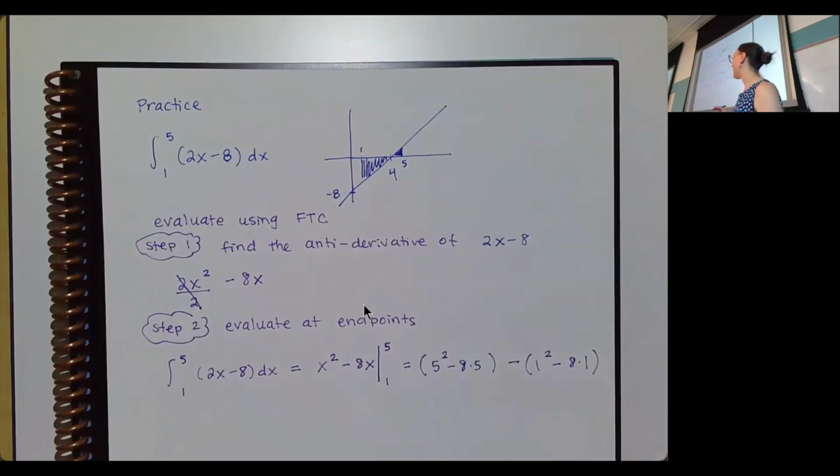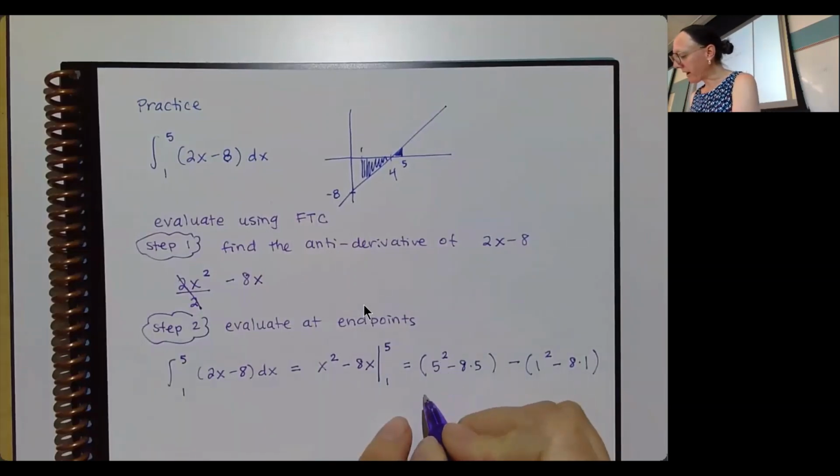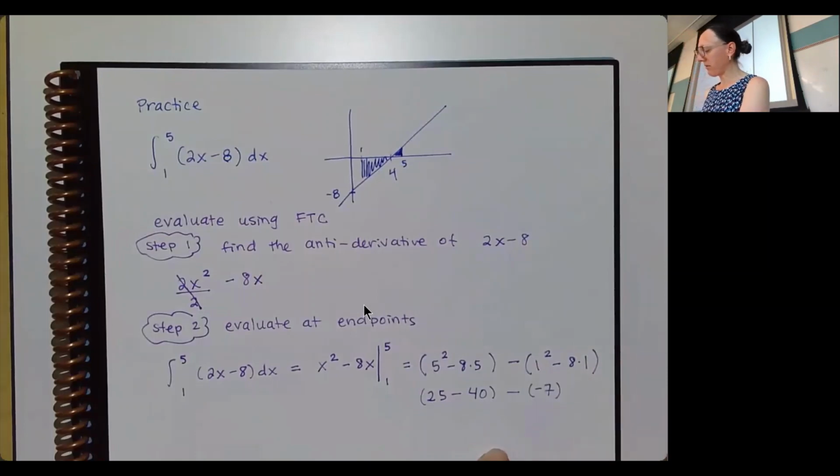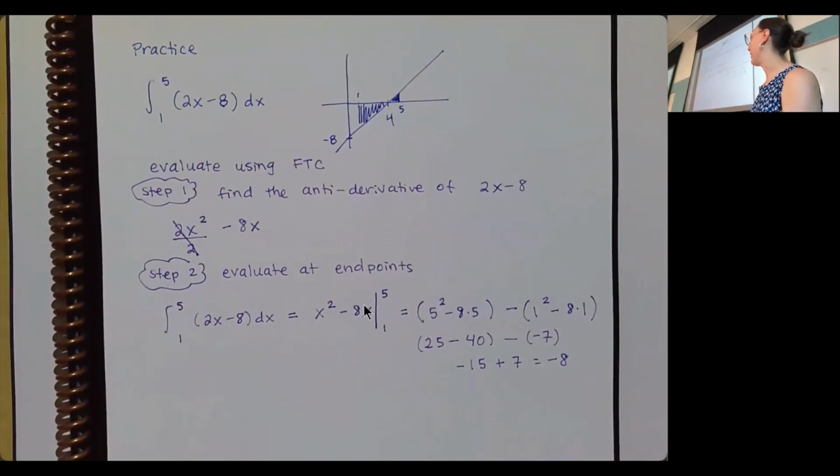By the way, just looking at the picture, do we expect our final answer to be positive or negative? So let's see what happens. 5 squared, that's 25. 8 times 5 is 40. 1 minus 8 would give me a -7 in there. 25 minus 40, that's -15, minus a minus will make that +7, and I get -8, which we were expecting, a negative number. So great, we got a negative number.